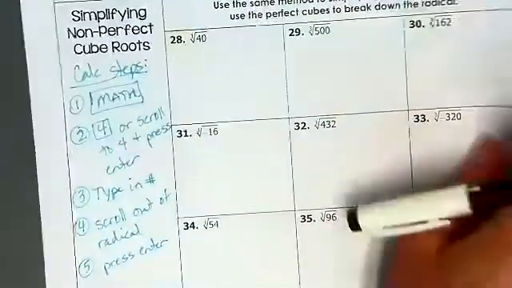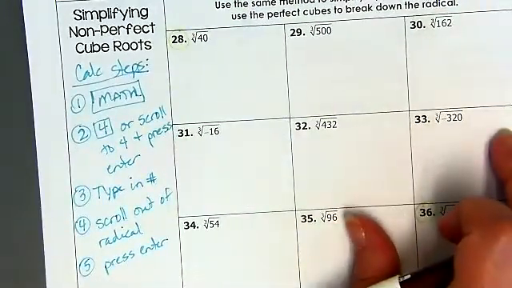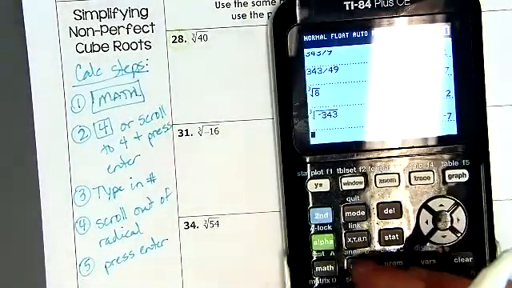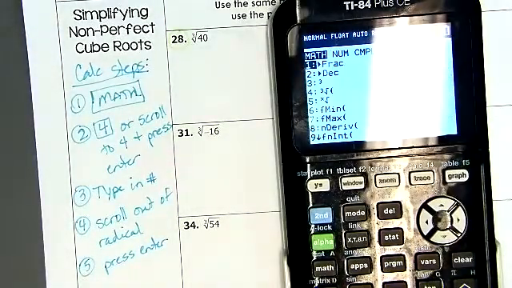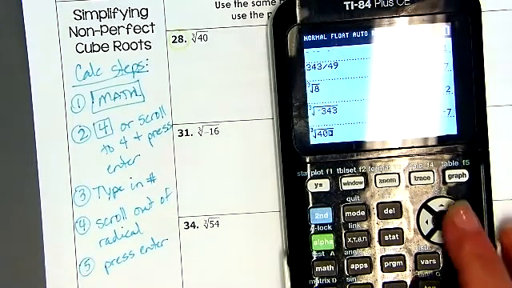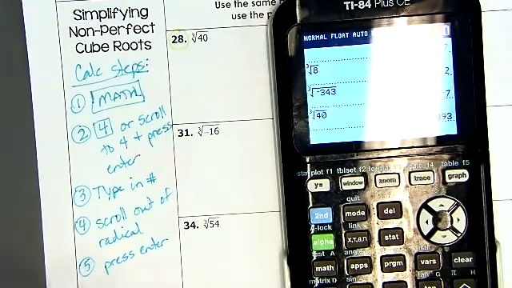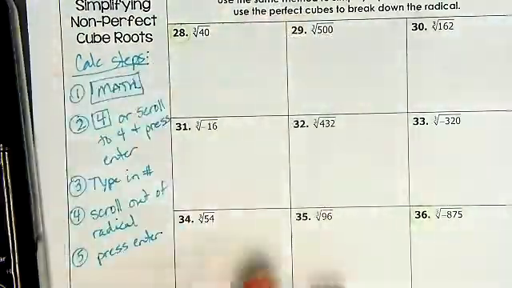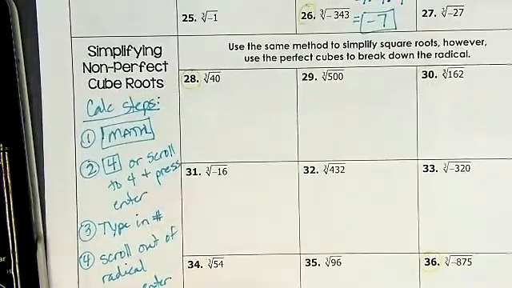If I'm looking at the cubed root of 40, the first thing I'm going to do is type it in and see: math 4, 40, arrow out, enter. That ain't going to work. It's a big long decimal. So that means I've got to now look at the perfect cubes.